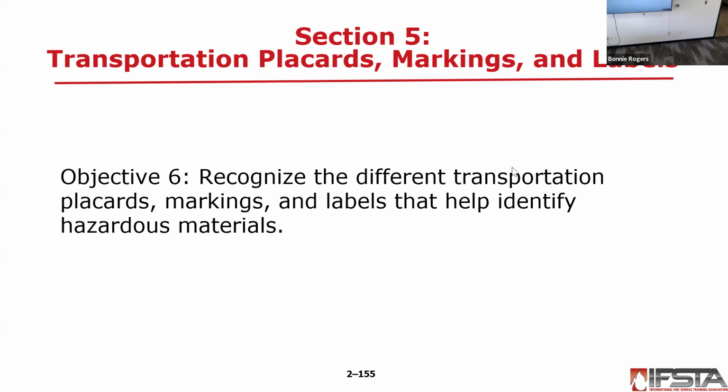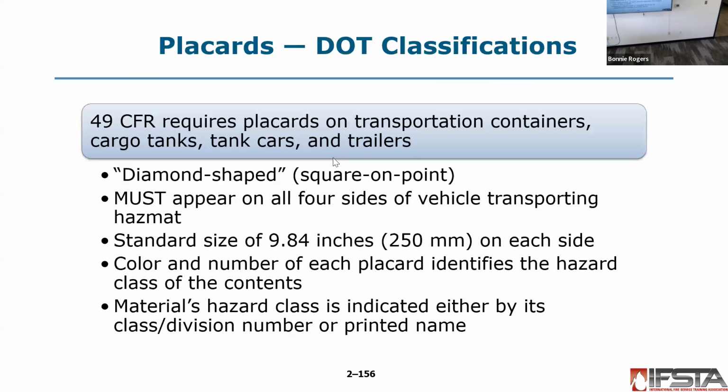Transportation placards marking. What is DOT? What do they oversee? All right, so there's some consistency in the placards. These are all the things that are required of them. They have to be 9.84 inches. The color and the number identify the hazard class, and it has to be identified by the division number and its printed name.